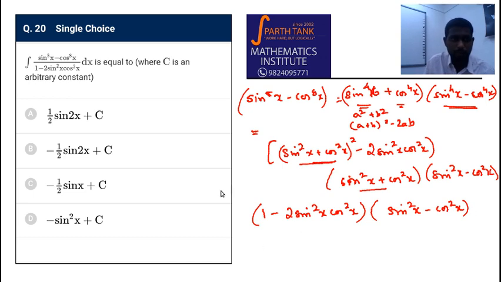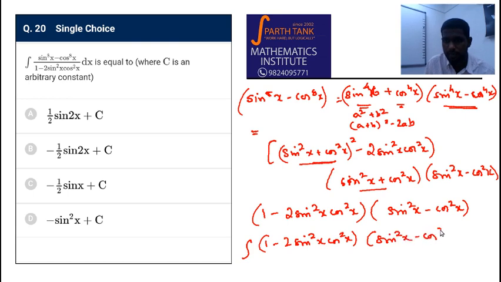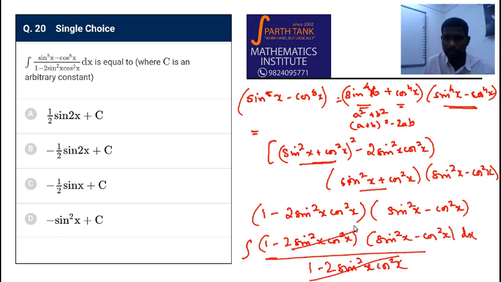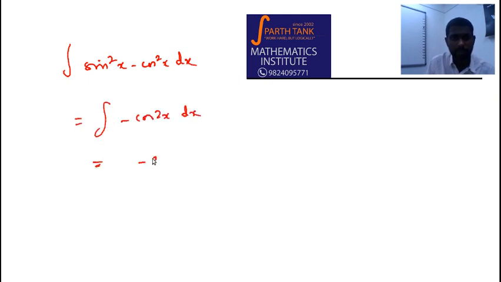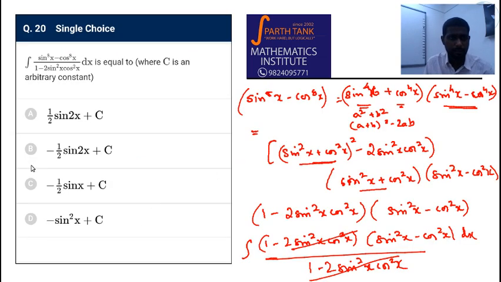Now, if you substitute the whole thing here, the integral becomes 1 minus 2 sine squared x cos squared x into sine squared x minus cos squared x upon 1 minus 2 sine squared x cos squared x. Now these two terms can be cancelled and all I have is integral sine squared x minus cos squared x dx. This is nothing but minus of cos 2x dx. And this integral becomes minus sine 2x by 2 plus c. So the answer is minus half sine 2x plus c, option B.